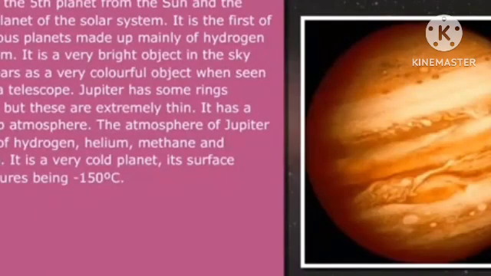Jupiter. Jupiter is the fifth planet from the Sun and the biggest planet of the solar system. It is the first of the gaseous planets made up mainly of hydrogen and helium.